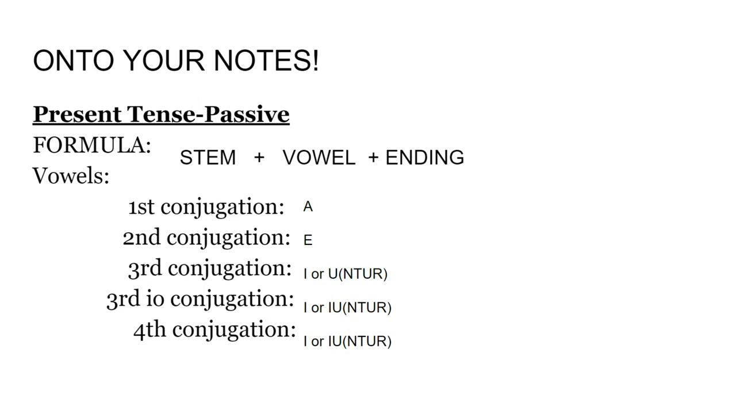So we've also got our vowels. First conjugation uses A, second uses E, third I-O, and fourth all use I for most of their forms. But you can see that we also use a U when we're talking about the third person plural, the they form. Okay? Make sure you got those down on your notes. Remember, you can always pause this or go back if you need to.